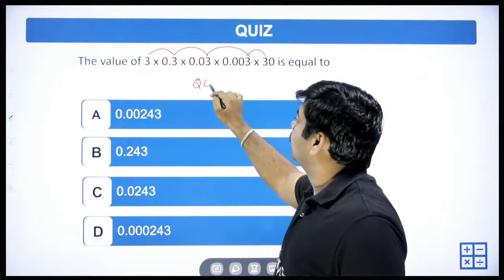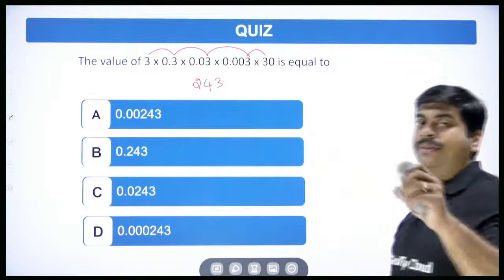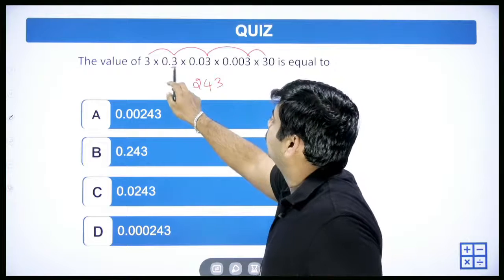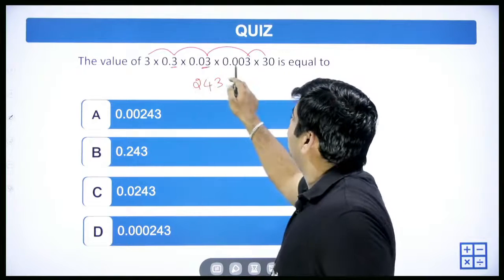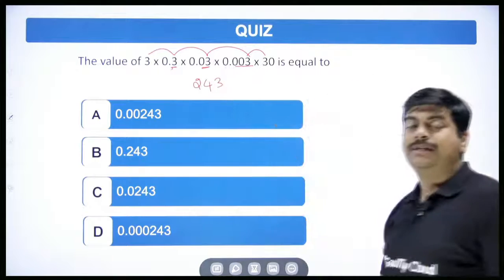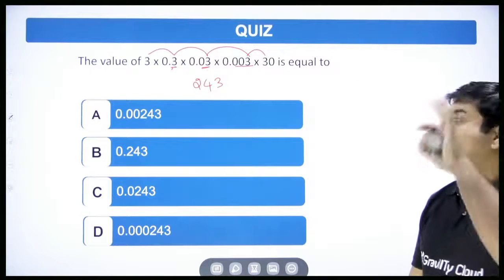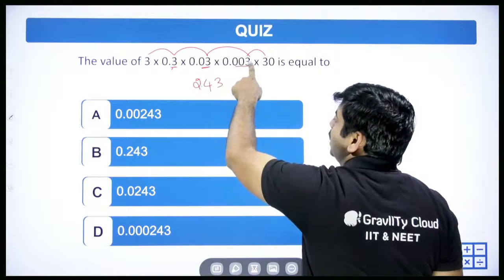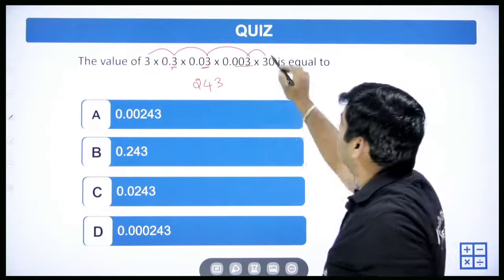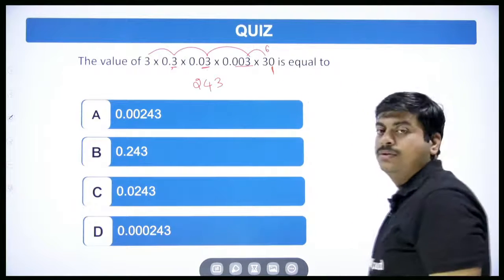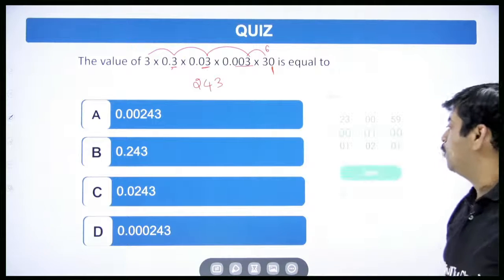3 into 3, 9, into 3, 27, into 3, 81, into 3, 243. The number will be 243. But where is the decimal point? Here 1 decimal, here 2, and here 3. 1 plus 2 plus 3, how many? 6 decimal places, right? 1, 2, 3, 4, 5, 6, 6 decimals and 1 zero. So please quickly do that and tell me what is the answer.